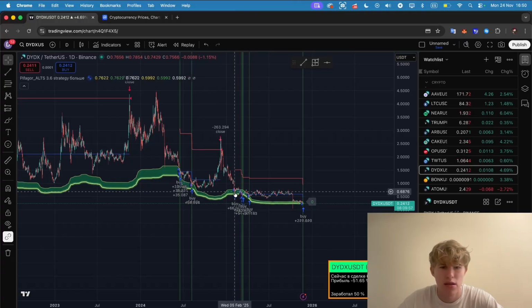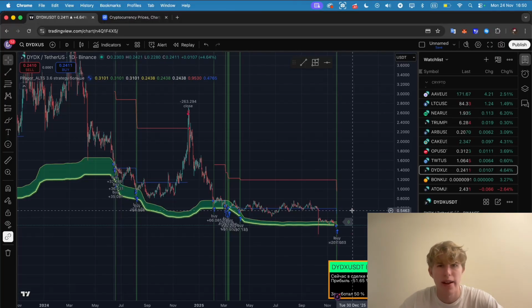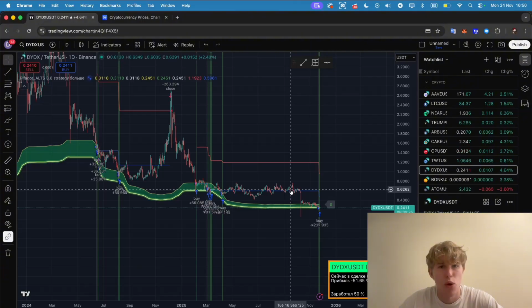DYDX, we have a signal flashing right now. The indicator bought at 63 cents, then lower, and right now we're buying even lower than the indicator bought. So it averaged down the position, but we can buy lower.